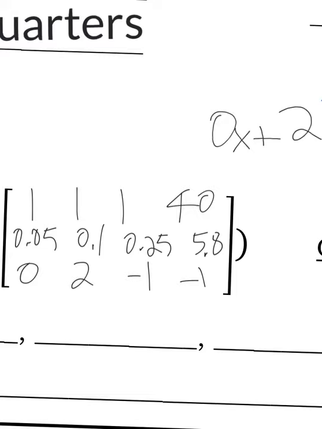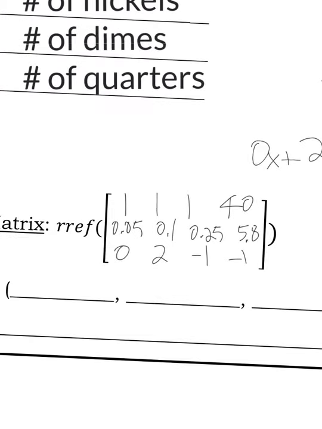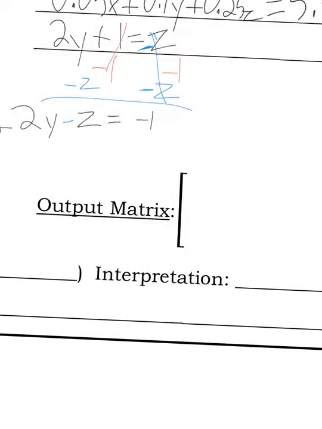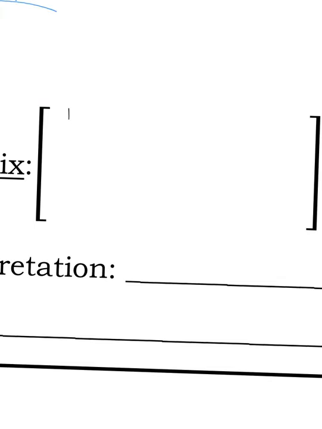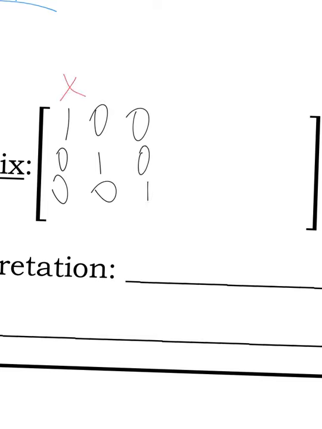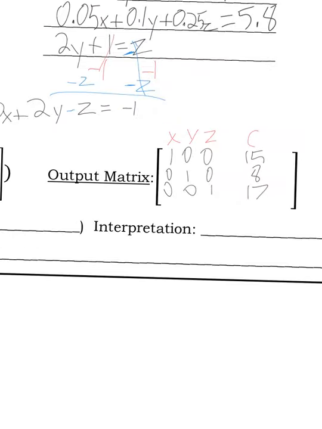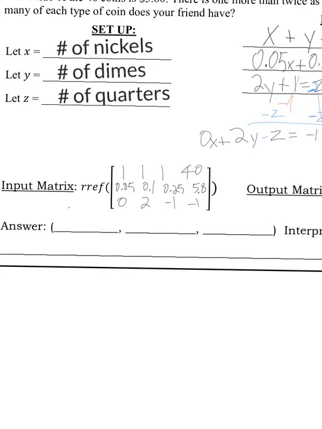So you're going to RREF this, type it all into your calculator, and when you do that, you should get an answer of 15, 8, and 17. So remember, your output matrix is going to have the 1, 0, 0, 0, 1, 0, 0, 0, 1. Remember, it's telling you x, y, and z equals your constant number. So I said those were 15, 8, and 17. So I'm going to rewrite that as the ordered triple, 15, 8, 17.